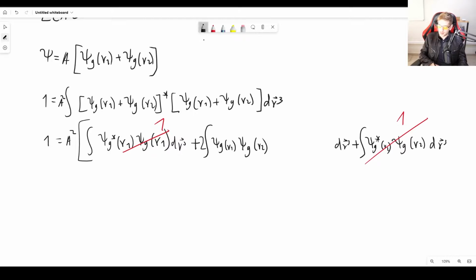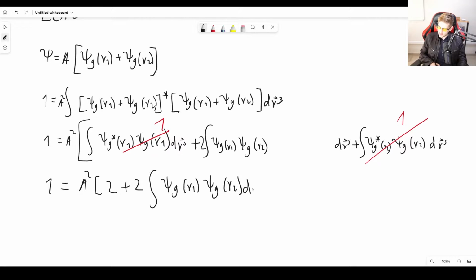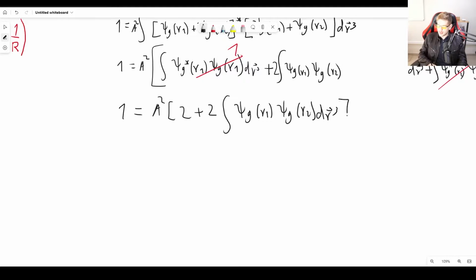So there we go. That means that 1 is equal to a squared times 1 plus 1, so we get 2, plus 2 times this integral right here: the integral of psi g of r1, psi g of r2, dr3. So that is now the integral that we need to solve. Let's call it I. Very creative.